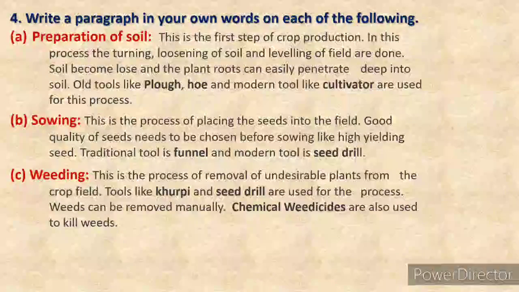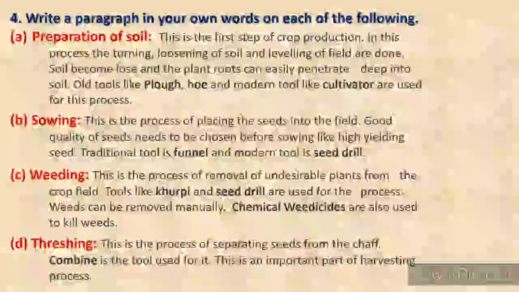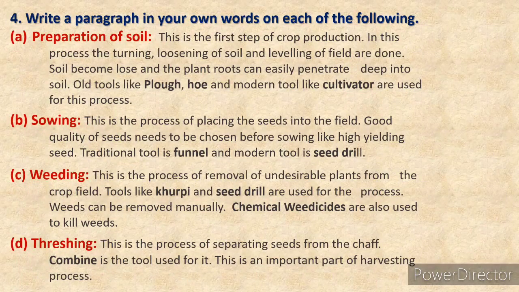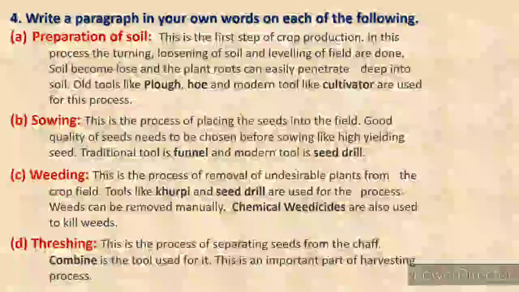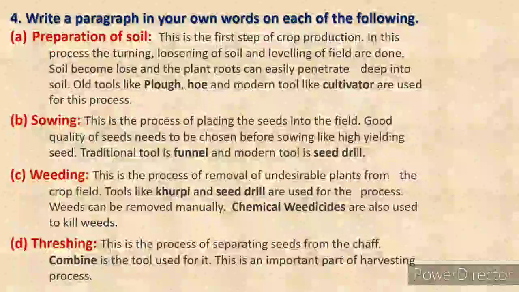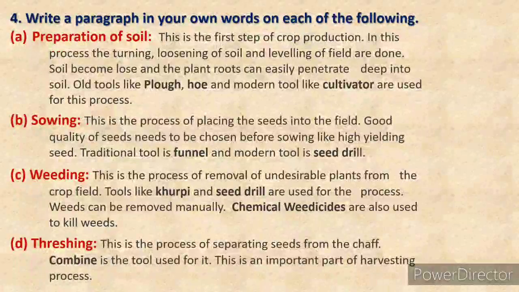Next one is threshing. In this process, the seed is separated from its main plant. And to do this, the combine is a tool used nowadays. It is also an important part of the harvesting process.